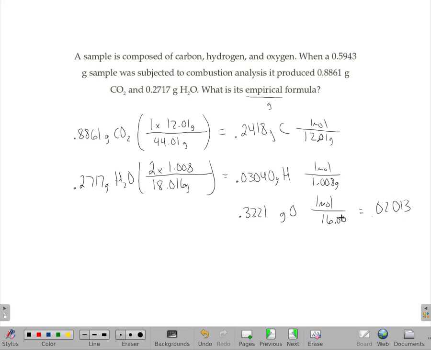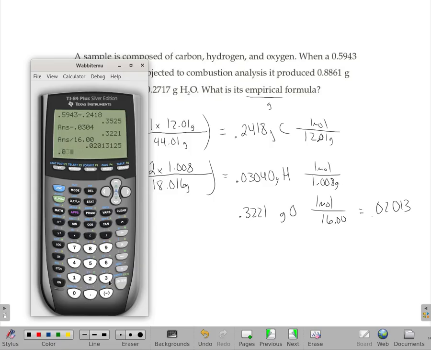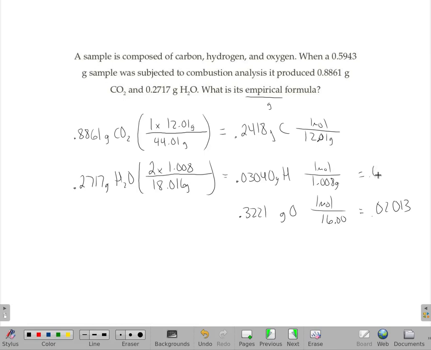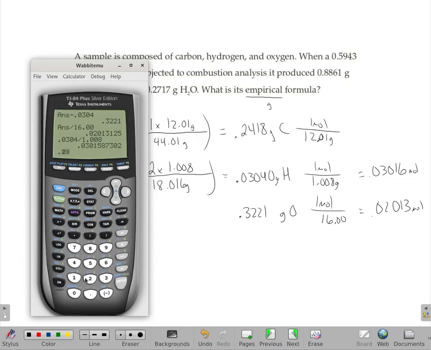I guess I should put those in there. Those are known. So 0.0304 divided by 1.008 is 0.03016. These are moles. And the last one, 0.2418 divided by 12.01 is 0.02013.